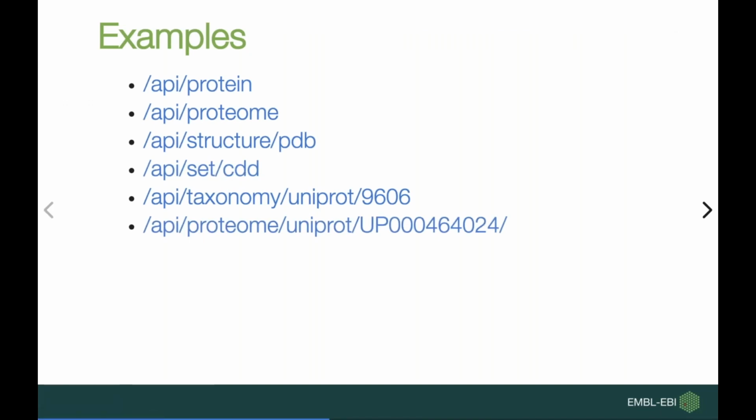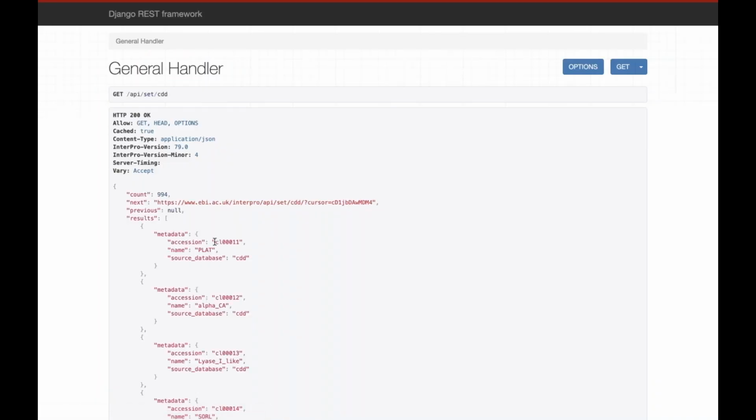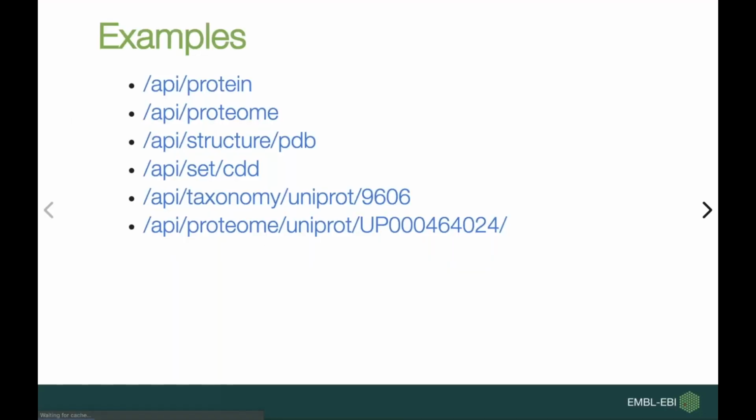Same for sets, which is another of our data. Some of the member databases group their signatures; some of them call it clans, some of them call it sets. So basically, it is a group of signatures, and that's what we have for InterPro called set. So we can see, for instance, the set of the CDD, and these are called clans. So CL001 and plat, and so on.